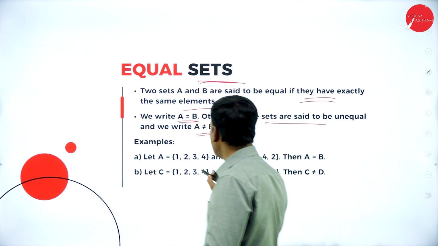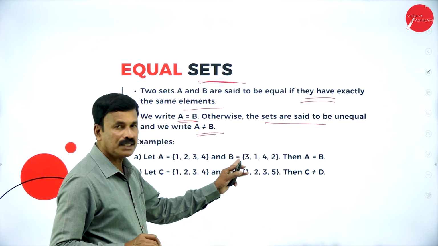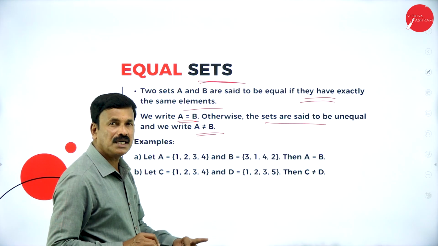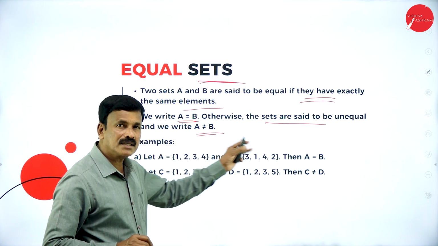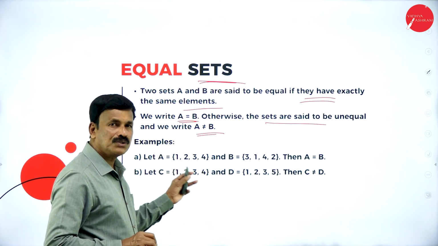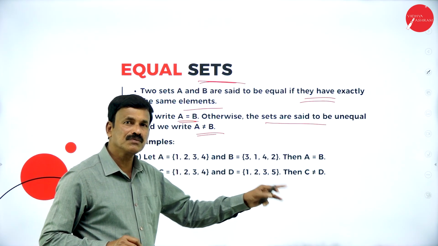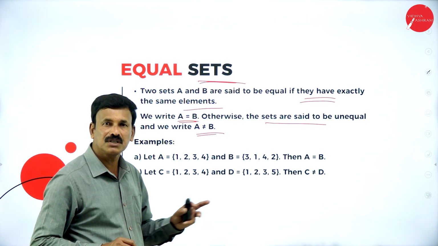Example, let A is equal to {1, 2, 3, 4} and B is equal to {3, 1, 4, 2}. But it contains the same 1, 2, 3, 4, therefore A and B are the same, they are equal sets. The number of elements in A is 4 and the number of elements in B is also 4, and A contains 1, 2, 3, 4, B also contains 1, 2, 3, 4. The same number of elements and the same elements are there in both the sets A and B, so they are equal.